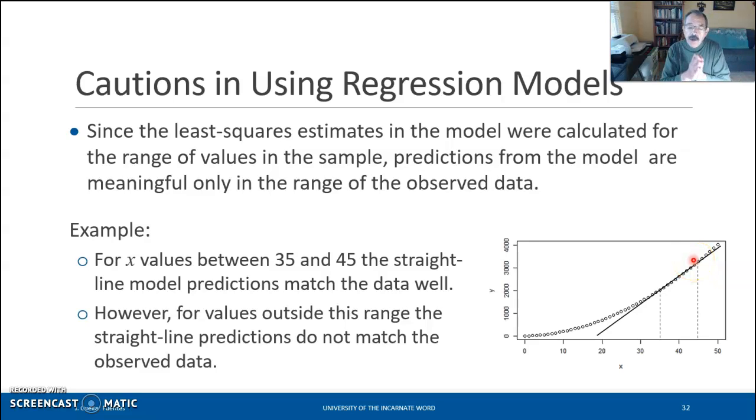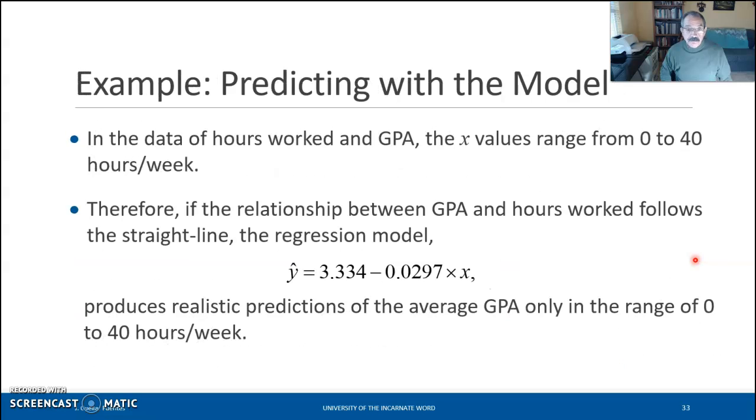What we call extrapolation, meaning making predictions outside the range of the data that you collected, is not a good idea, because we really don't know the true behavior of the actual relationship between x and y outside that range of data. So you have to be careful when making predictions outside that range.